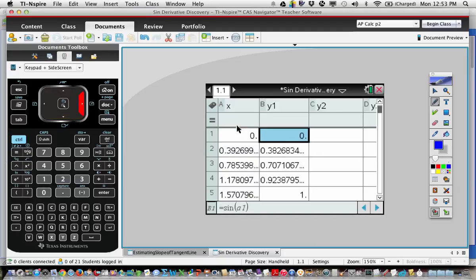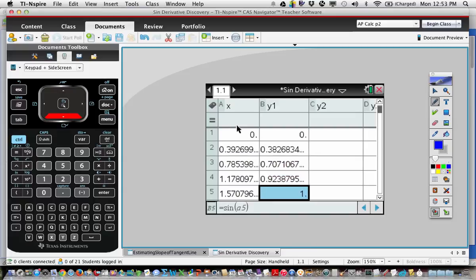And then over here I did the sine of those. So I did the sine of A1. There's the sine of pi eighths. There's the sine of pi fourths, which is root 2 over 2, and so forth. Here's the sine of pi halves, which of course we know is 1.